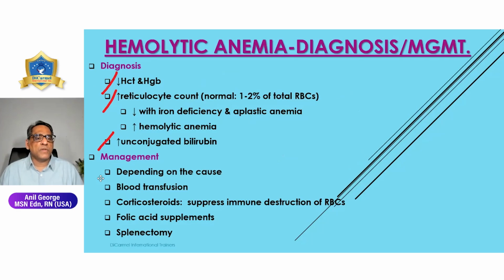And management depends on the cause: blood transfusion. Corticosteroids may help to suppress immune destruction of RBCs. Now, if the cause is particularly autoimmune, this can help to suppress the immune response, which leads to the RBC destruction. Folic acid supplements, and sometimes they might need a splenectomy. And we have some details about splenectomy we're going to be talking about here.